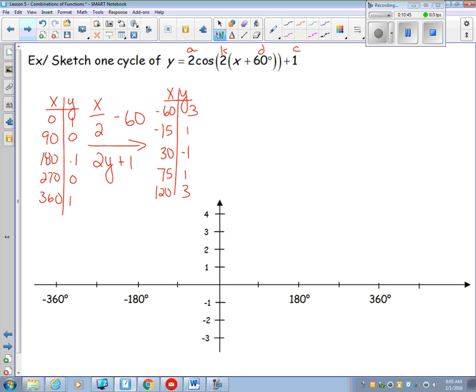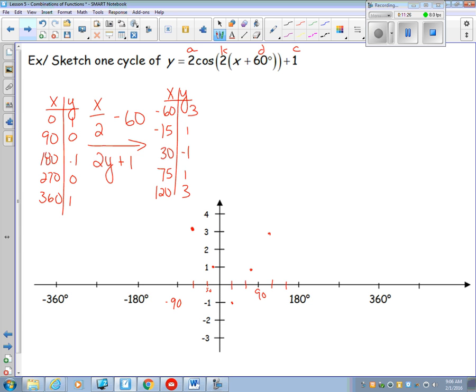Then we're going to graph that. So back to doing some estimating. So negative 90 is here. So negative 60 would be 1/3 of the way in, right? So negative 60 and 3 about there. Negative 15, halfway between 0 and 30 would be about here, right? 30, okay, that's 1/3 of the way into the next block. 30 and negative 1, about there. 75 is halfway between 60 and 90, so about there. And then 120, 1/3 of the way into the next block, could be about there.